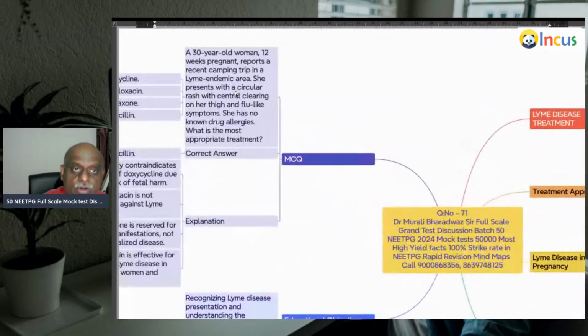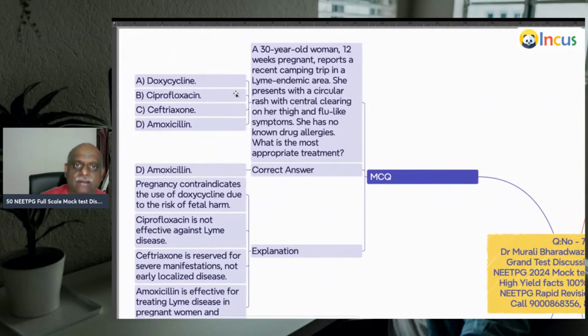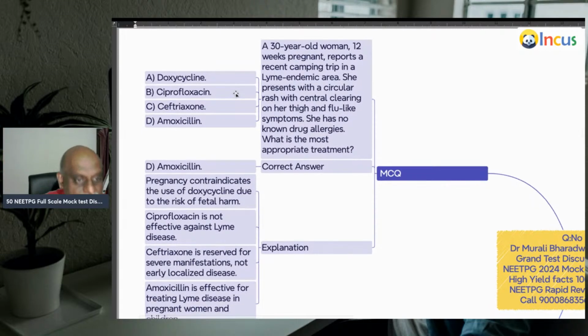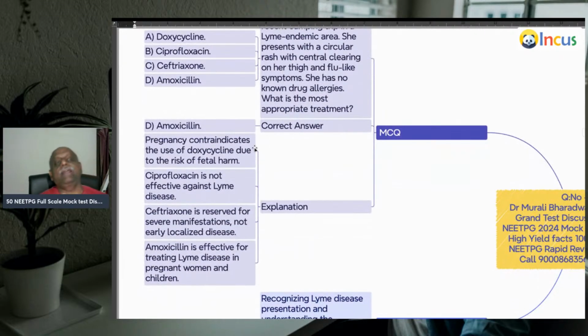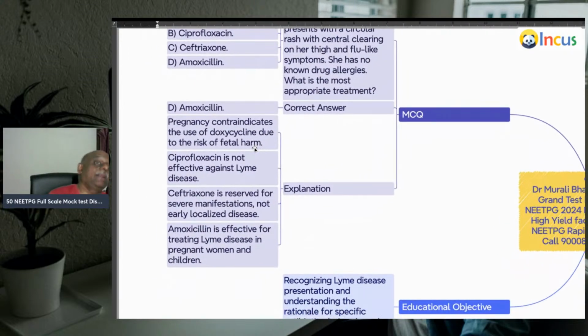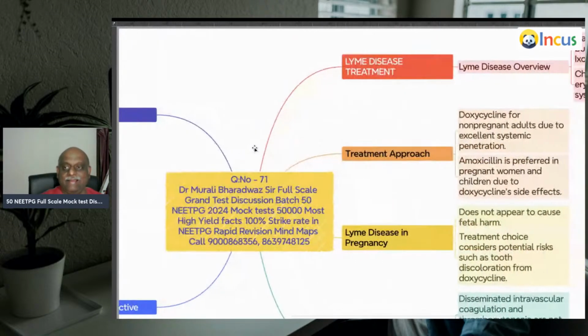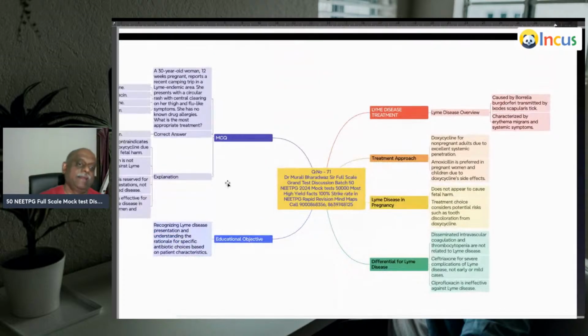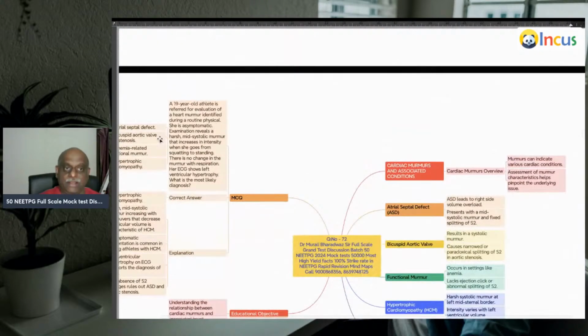A 30-year-old woman, 12 weeks pregnant, Lyme endemic area. You will think of Lyme disease, Borrelia burgdorferi. In pregnancy, you can't give doxycycline. In pregnancy, give amoxicillin. So doxycycline for non-pregnant, amoxicillin for pregnant women is considered to be the treatment of choice.